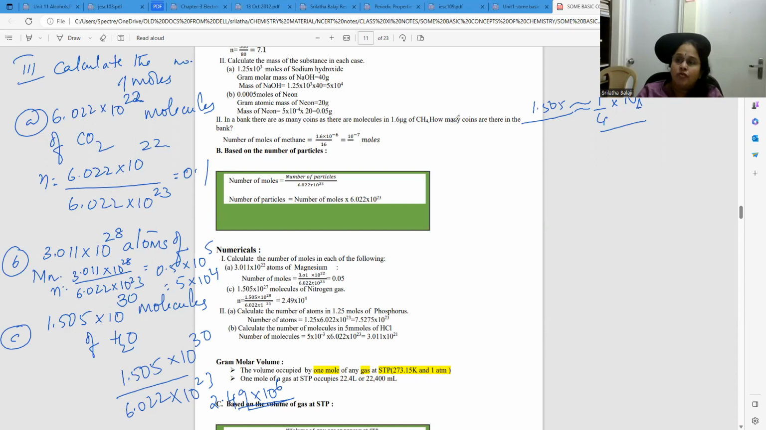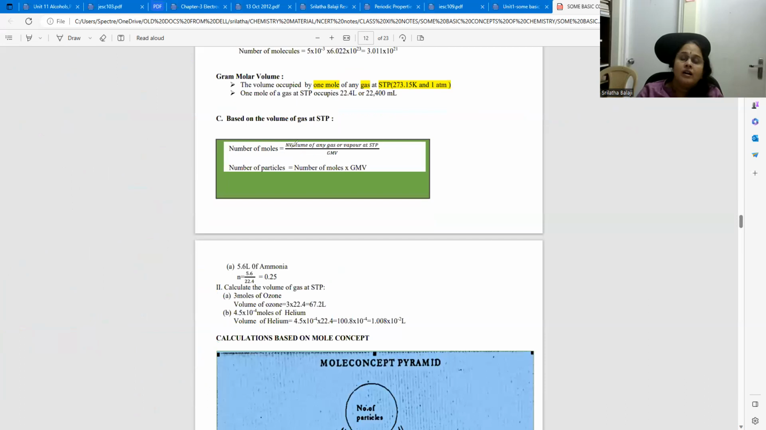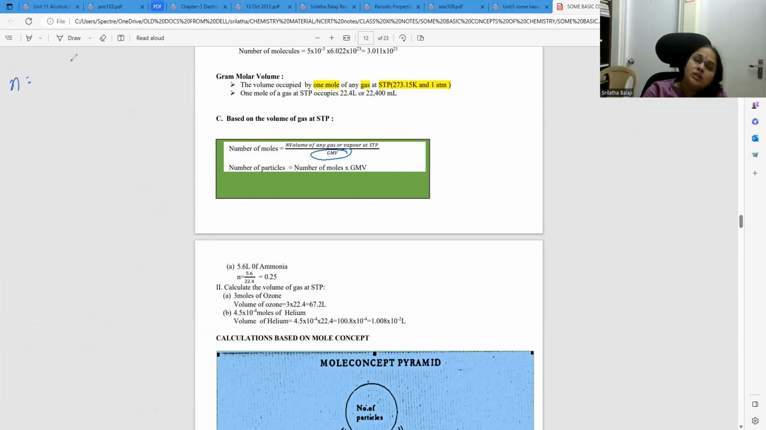So the next dimension of the mole concept is what? In terms of volume. What did we say? 1 mole of any gas occupies 22.4 liters. That is what we call the gram molar volume. So what will be the number of moles? Number of moles is volume divided by 22.4 liters or 22,400 ml, depending on ml or liter, whatever is given. And what is the volume of gas at STP? Number of moles multiplied by 22.4 liters. Okay.